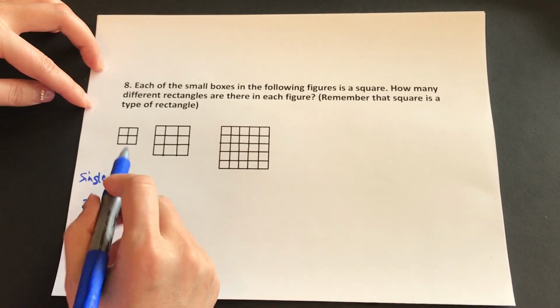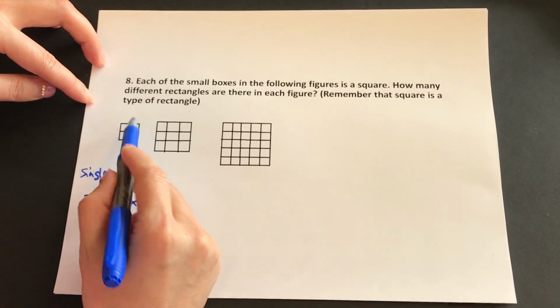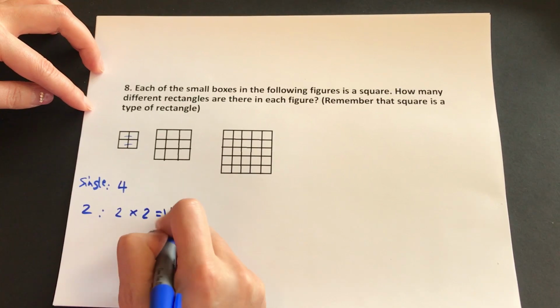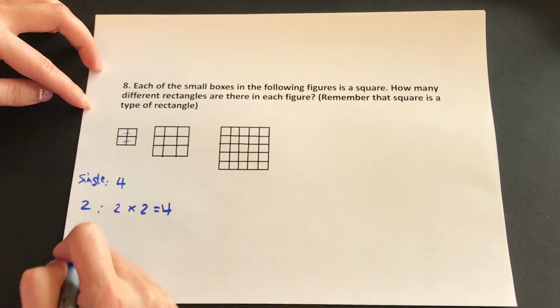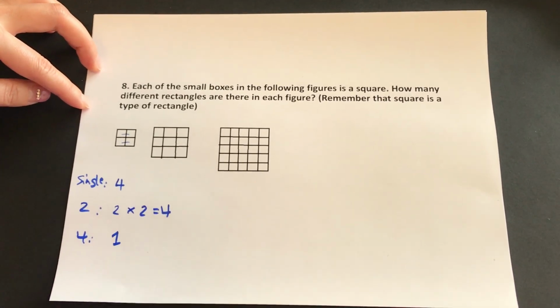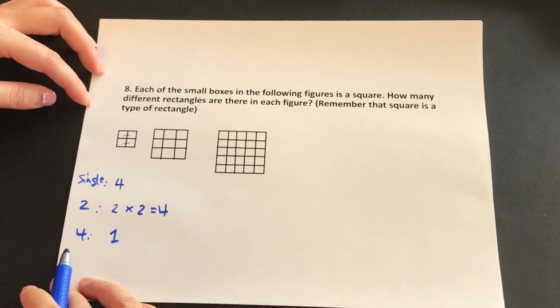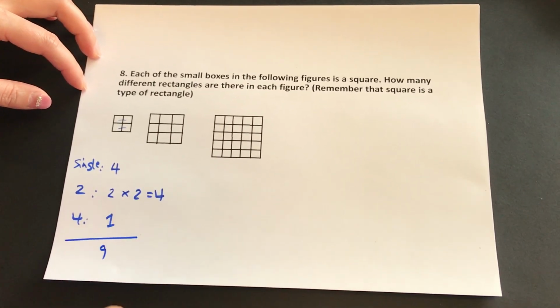That's 1, 2, and we have 2 in the vertical. So multiply by 2, that's 4. And we can have the 4 squares together to form one big rectangle. So add them up, there will be a total of 9.